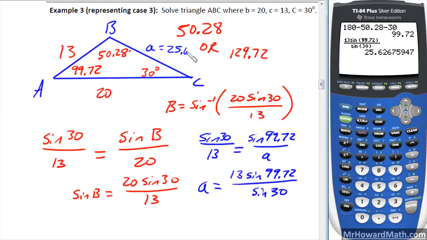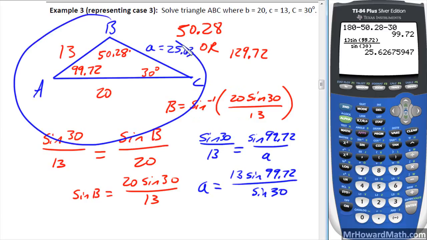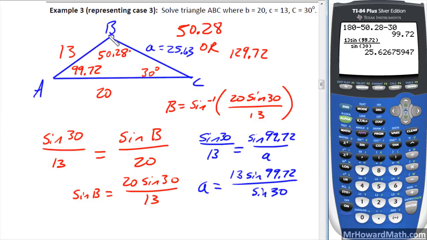So this is one possibility. This is solving this triangle. This is possibility one. The other possibility will be with the angle B being 180 minus that 50.28. So let's do that one next.